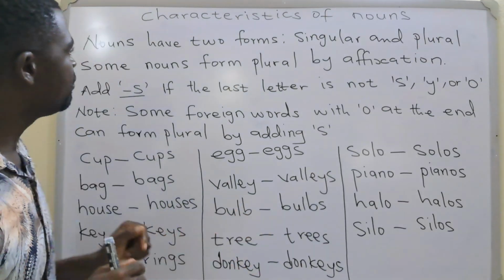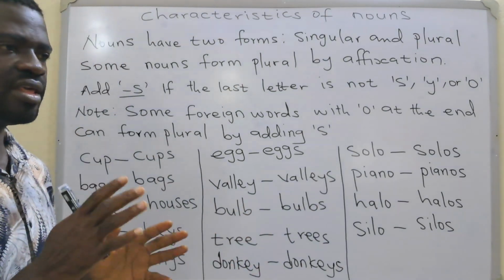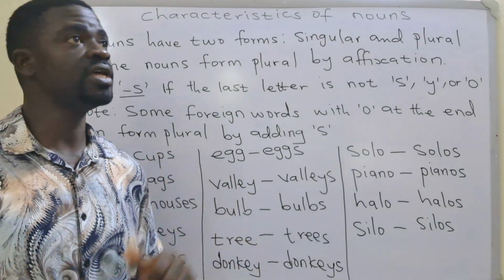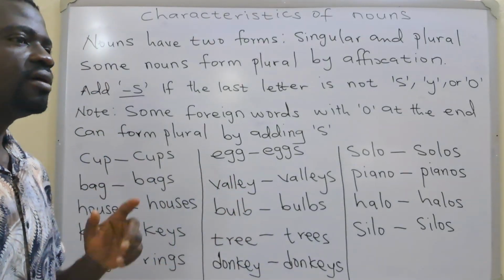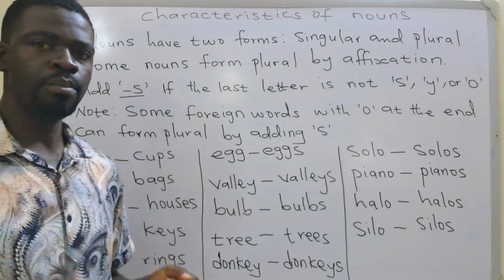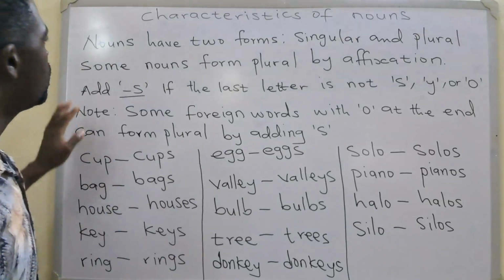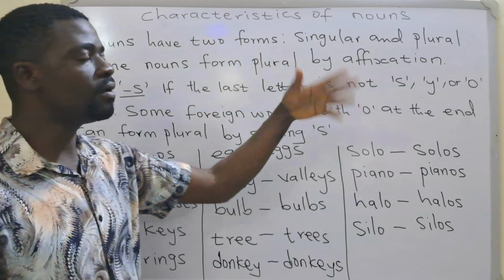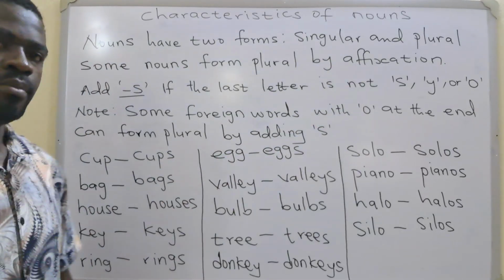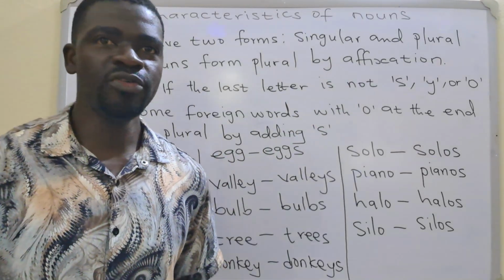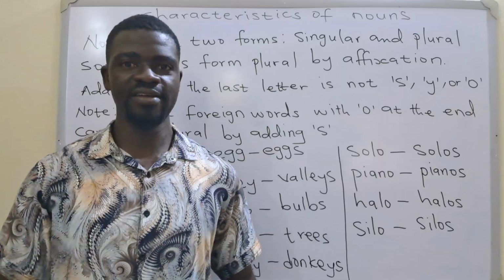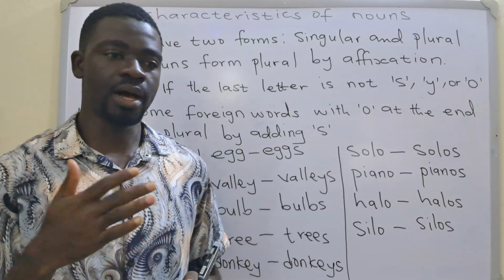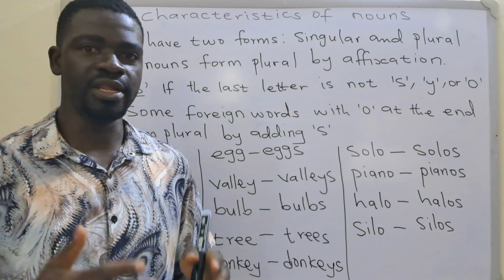One major quality of nouns is that they can take two forms. A noun can be singular or plural. So nouns have two forms. It can be plural or singular. But then the way nouns form their plurals is very interesting, because they don't all have the same pattern of forming their plural.